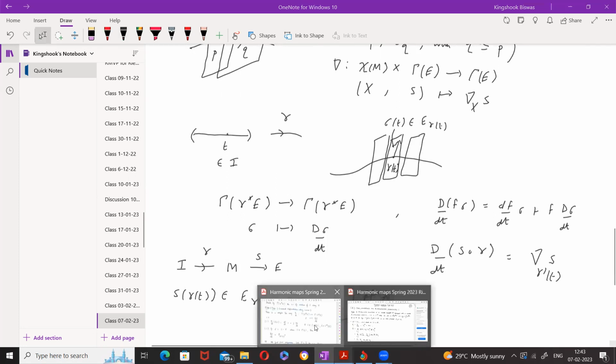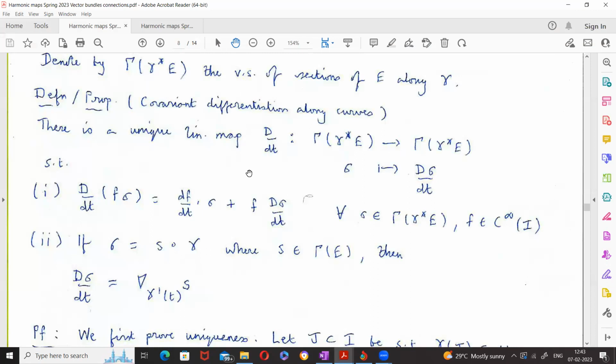So what this definition proposition is saying is that there is a unique such linear map, the covariant differentiation along the curve gamma, from sections along gamma to sections along gamma, which satisfies the Leibniz rule and the compatibility with the connection. Is that clear? Okay, so the main point is this compatibility with the connection.